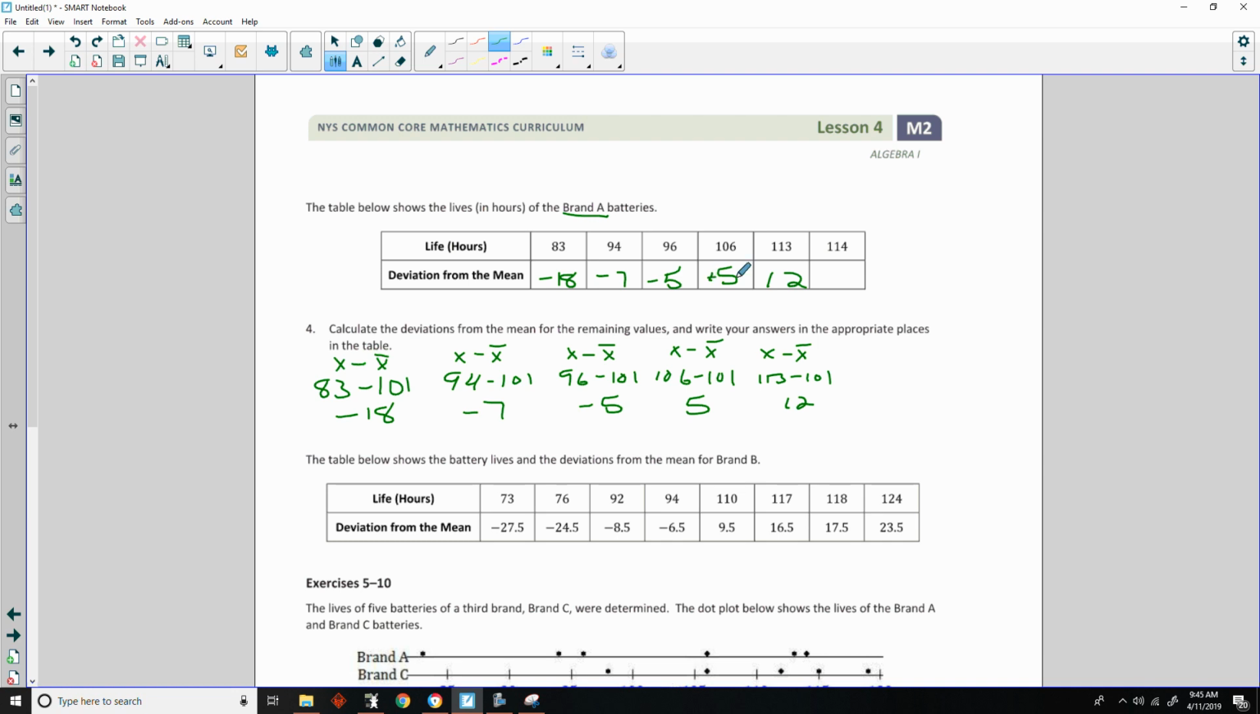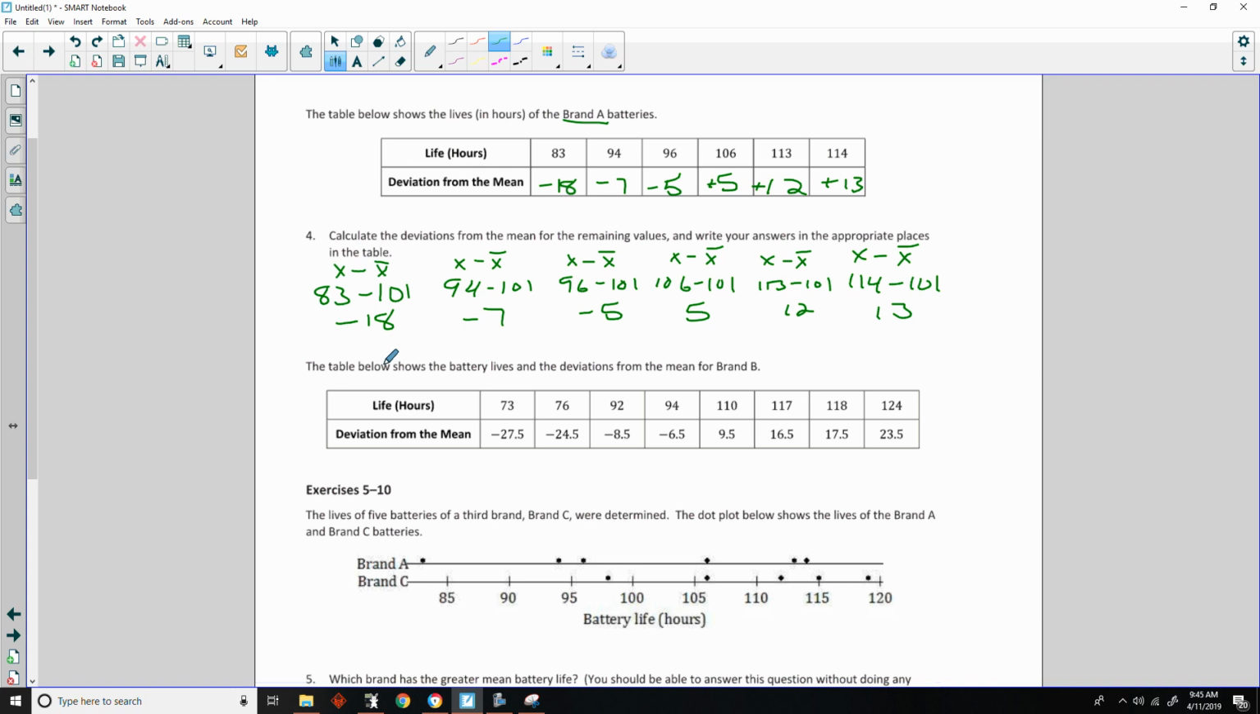And let me put pluses here to show that it's on the positive side. And then x minus the mean is 114 minus 101, which is 13. So that'd be a positive 13. So there's number 4. The table below shows the battery lives and deviations from the mean for brand B. So they did that for us.